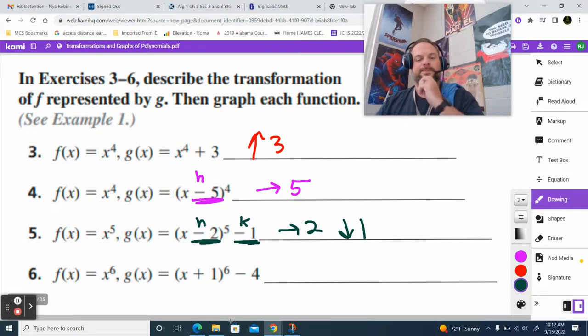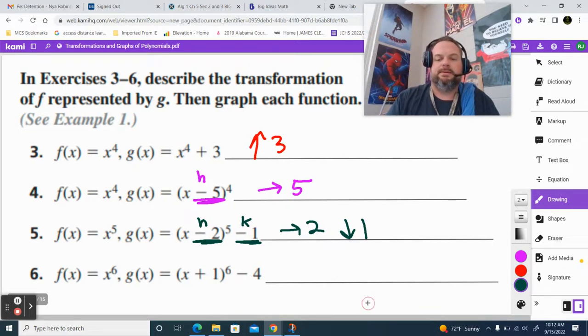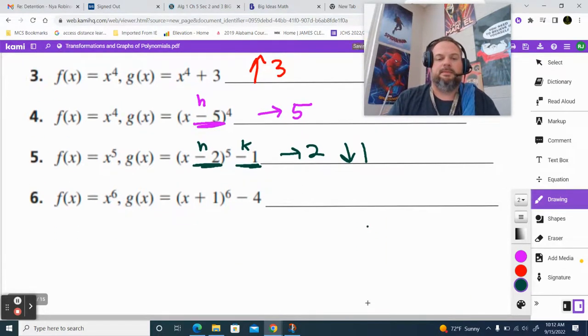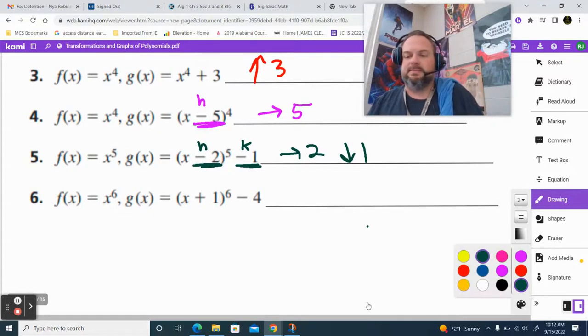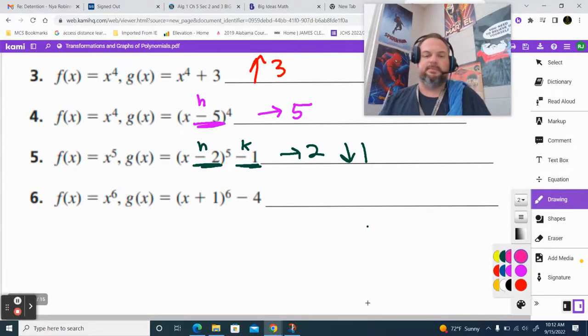All right. And then for this one, kind of the same thing but different. Now we have a plus 1. This means to the left 1. And it's a minus 4, so this would be down 4.